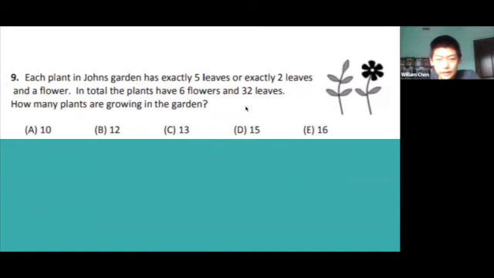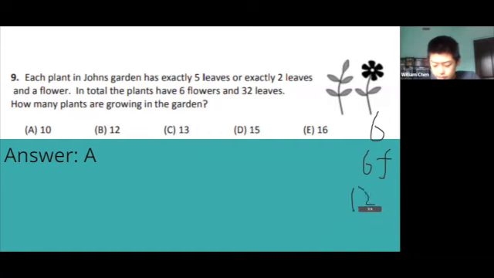So far we have one answer. The answer is A. The way we do this is by looking at the flowers. Notice that there is only one way to have flowers. Therefore, since there are 6 flowers, you must have 6 of these plants. This provides us with 6 flowers and 12 leaves.